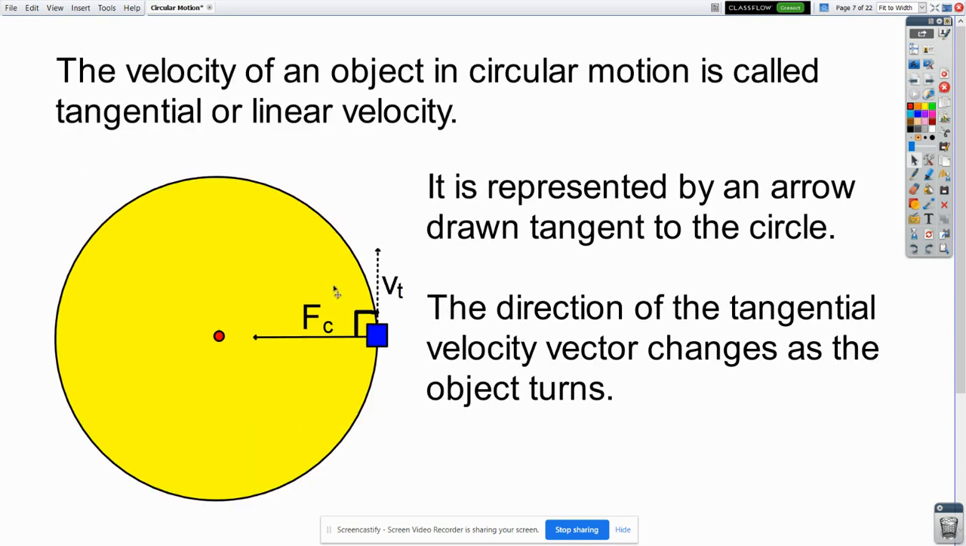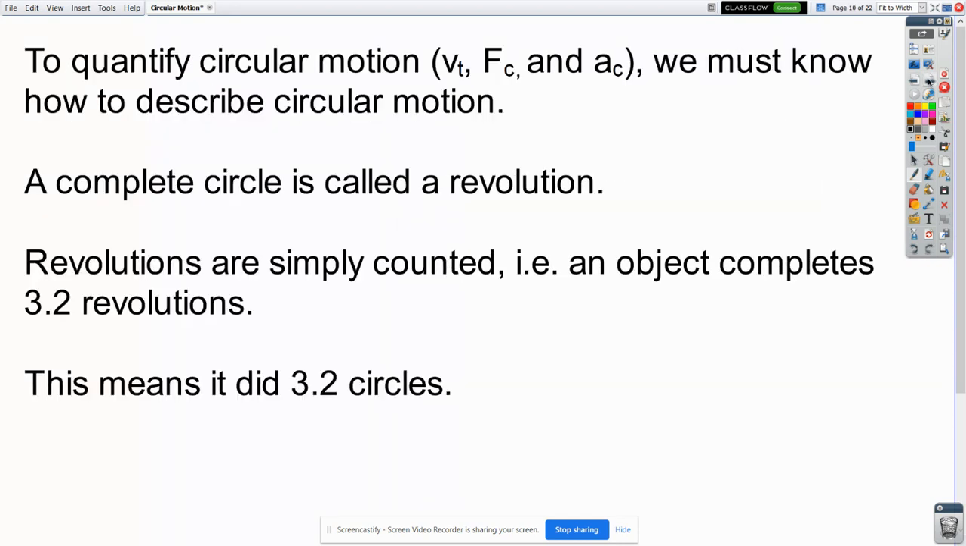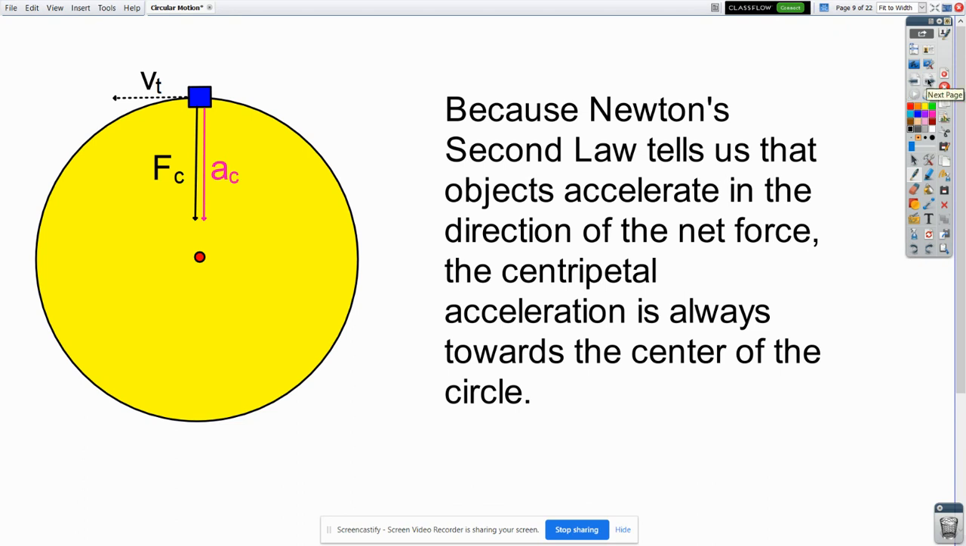If my object were over here on the right, the arrow that we would draw in for the centripetal acceleration would be to the left. Again, always towards the center of the circle. Centripetal force and centripetal acceleration always point towards the center of the circle. The only thing that doesn't is the tangential velocity. It is tangent to the circle, and again, always perpendicular to the centripetal force and now the centripetal acceleration.